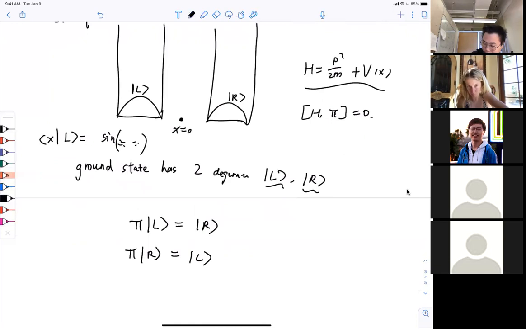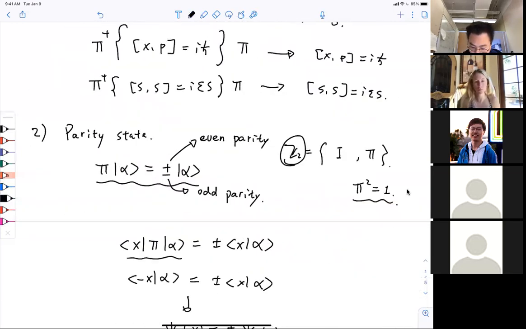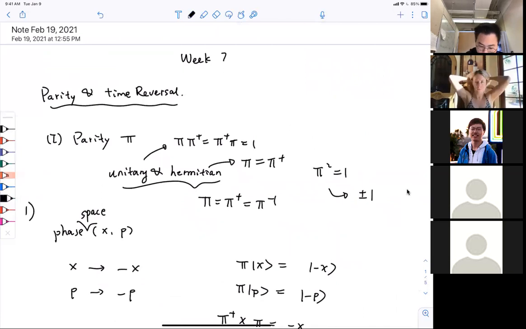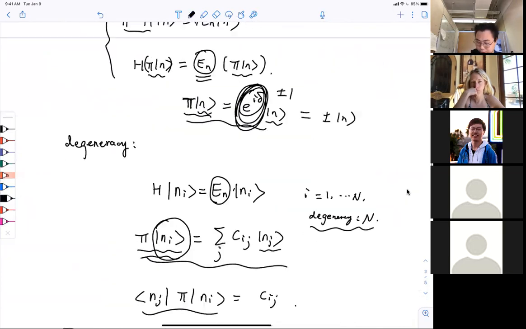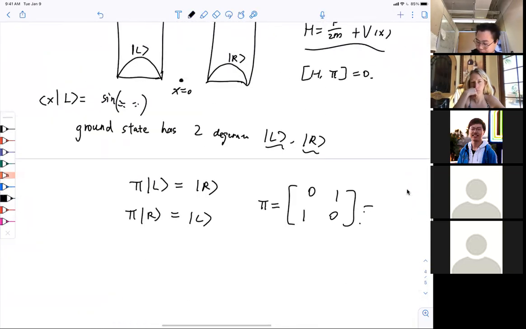But in this basis, we can write down this pi, which is 0, 1, 1, 0, I'm pretty sure. By the way, this parity operator pi is both unitary and Hermitian. Remember our Pauli matrices are also unitary and Hermitian, right? In many cases, it just breaks down to this, which is nothing but sigma x, right?